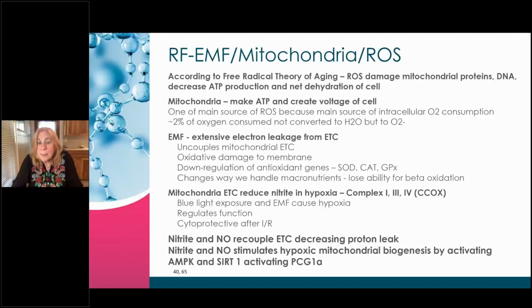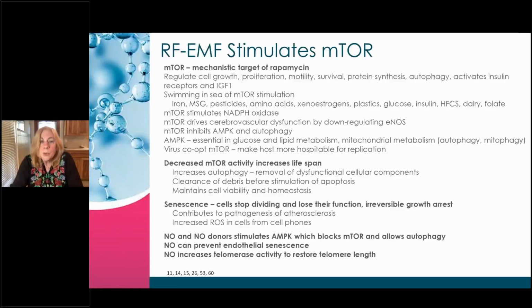It activates AMPK and SIRT1, going on to activate the PGC1 alpha. And the PGC1 alpha is the regulator of mitochondrial biogenesis. It helps protect against neurodegeneration, increases the fatty acid burning in the mitochondria. mTOR, the mechanistic target of rapamycin. So mTOR regulates cell growth, proliferation, motility, survival, protein synthesis, autophagy, activates insulin receptors and IGF-1.